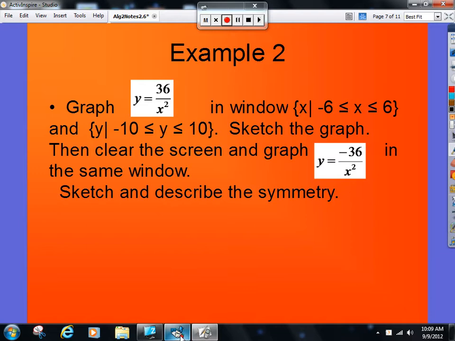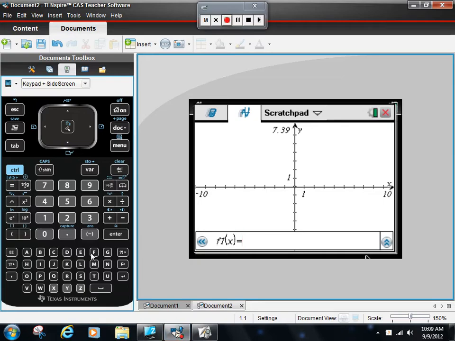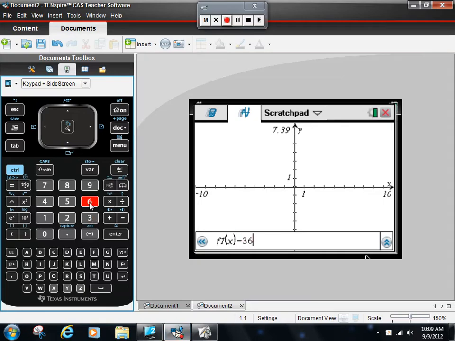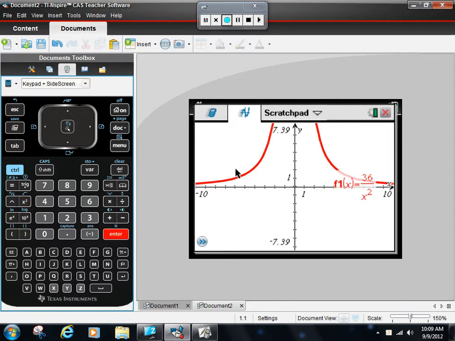I'm going to get my calculator out here. Okay, y equals 36 divided by x squared. I'm using Inspire just because it works nicely on my computer screen. I can show you guys on the 84s tomorrow in class. This example, we'll be working on the other one anyway. So I'll go ahead and graph it. Okay, but that's not the window they asked for.